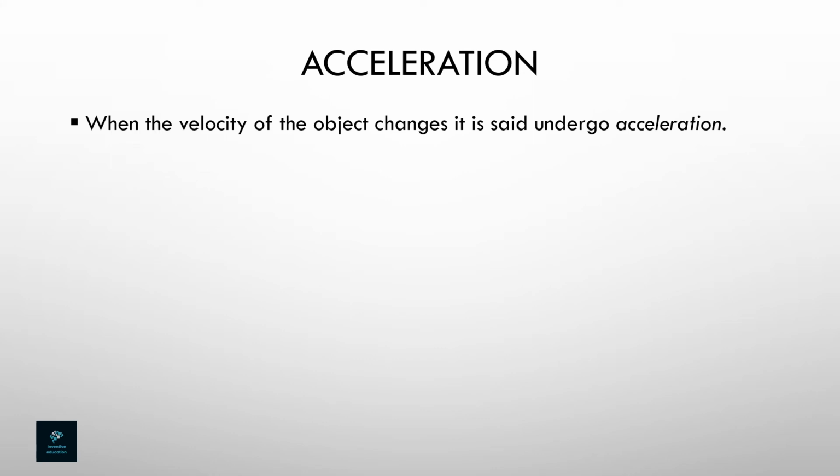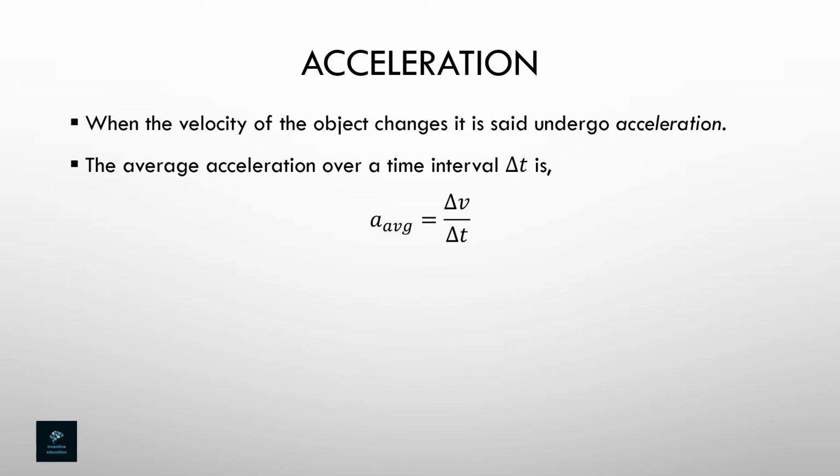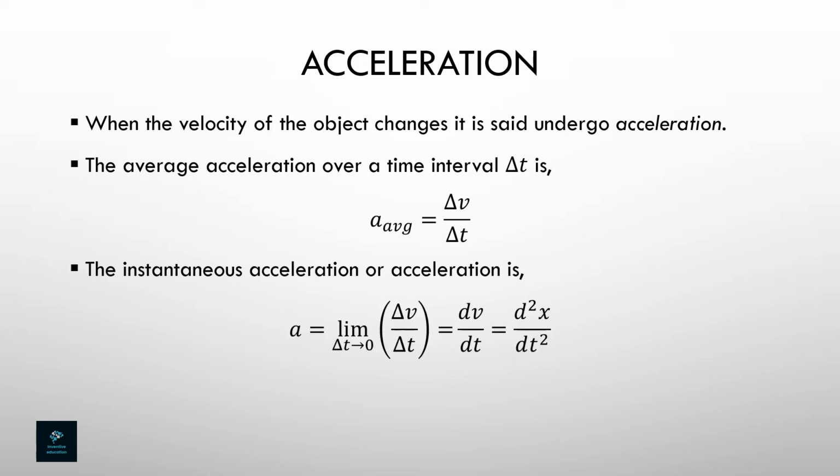In the previous example, we have seen that the velocity of an object can also change with time. When the velocity of the object changes, it is said to undergo acceleration. The average acceleration over a time interval delta t is therefore a average is equal to delta v by delta t. The instantaneous acceleration, or simply acceleration, is a equals limit delta t tends to 0 of delta v by delta t. This is equal to dv by dt, which is in turn equal to the double derivative of position, that is d square x by dt square. The unit of acceleration is meter per second square.